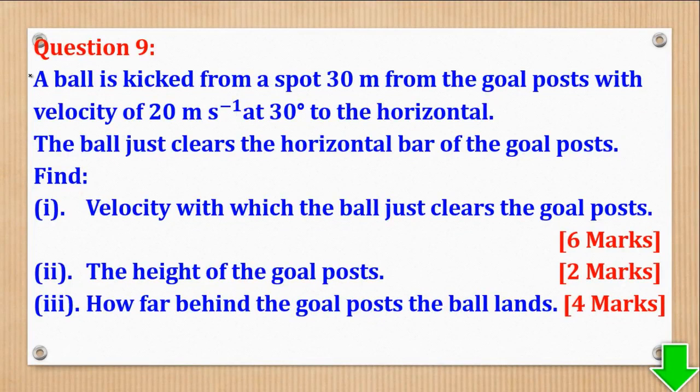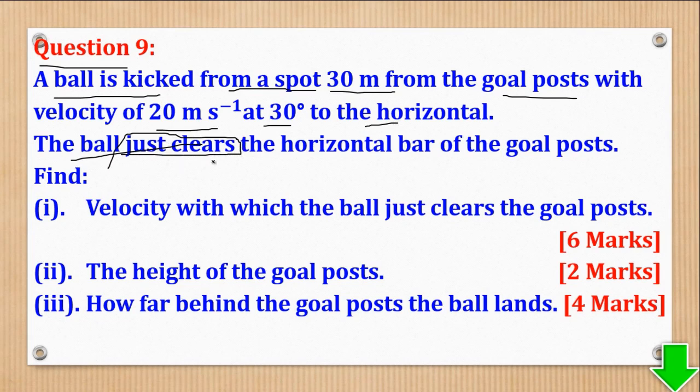Now we shall go to question 9. Question 9 says, a ball is kicked from a spot 30 meters from the goalposts with a velocity of 20 meters per second at 30 degrees to the horizontal. The ball just clears, note this word, just clears the horizontal bar of the goalposts. Find Roman 1, the velocity with which the ball just clears the goalposts. Roman 2, the height of the goalpost. And Roman 3, how far behind the goalposts the ball lands.